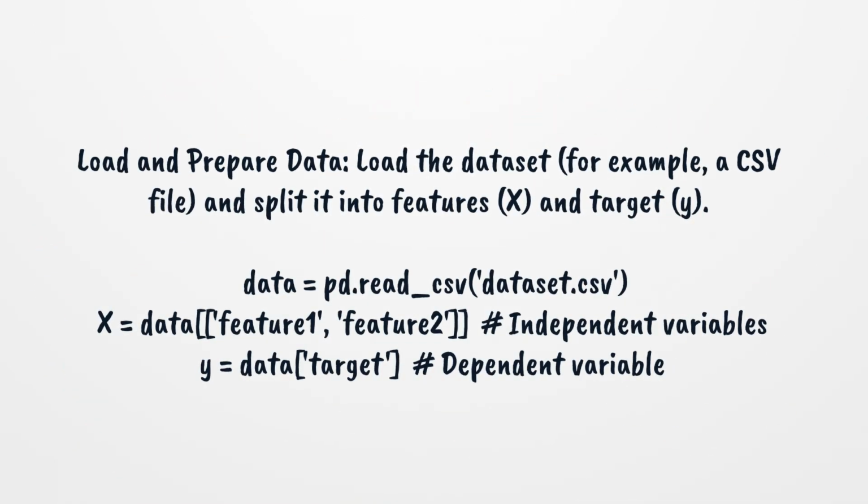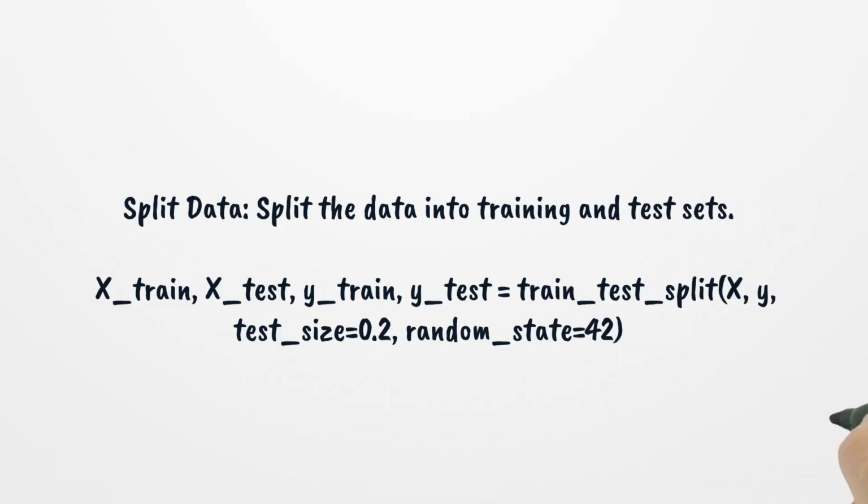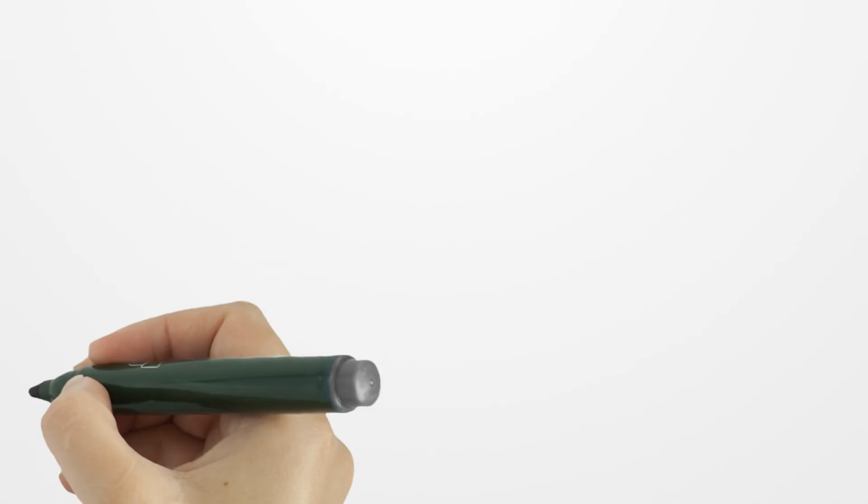Load the dataset, for example, a CSV file, and split it into features, X, and target, Y. data = pd.read_csv('dataset.csv'). X = data[['feature1', 'feature2']] # independent variables. Y = data['target'] # dependent variable. Split data. Split the data into training and test sets. X_train, X_test, Y_train, Y_test = train_test_split(X, Y, test_size=0.2, random_state=42).